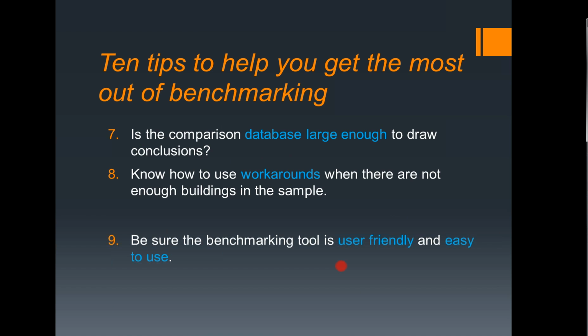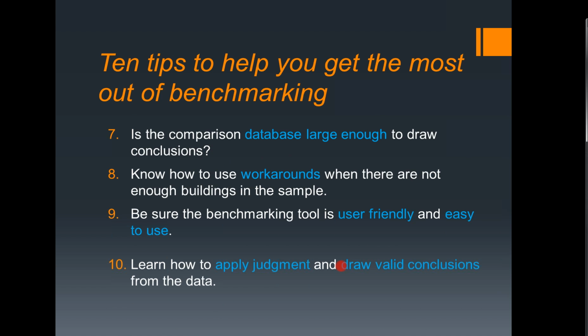Those are questions you have to ask and find out the answers to. Tip number 7, is the comparison database large enough? We talked about 2,000 buildings being good enough to turn on 4 filters, which can often be enough, but we think that 2,000 buildings is probably as small a database as you want to have in your benchmarking tool. And how do you use workarounds when there are not enough buildings in the sample?